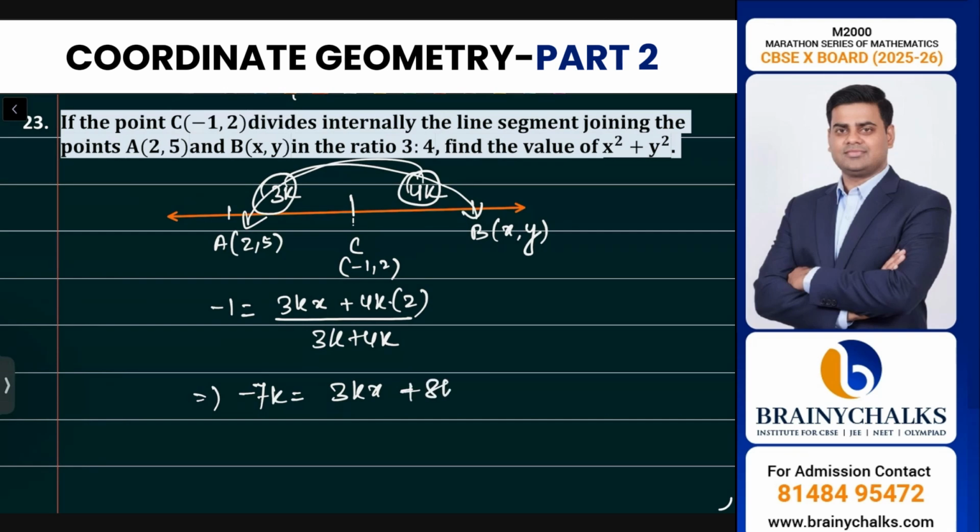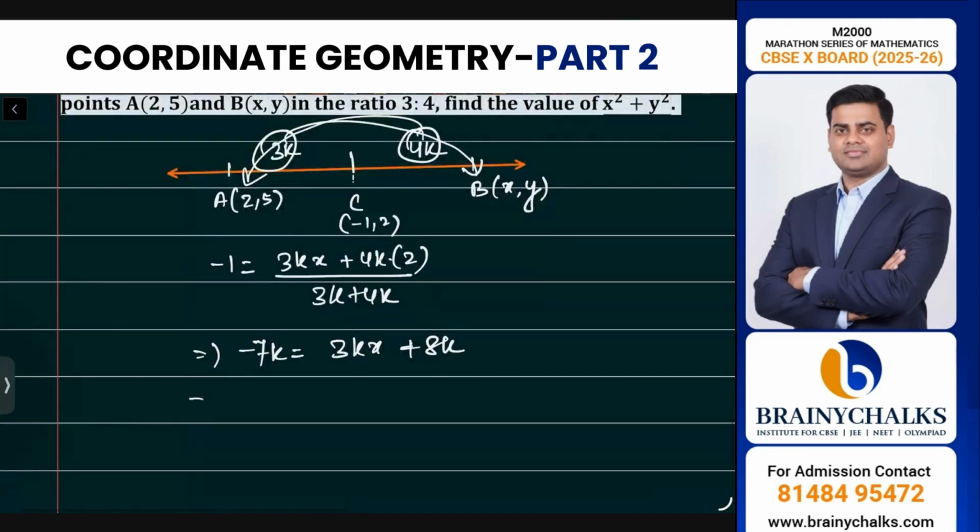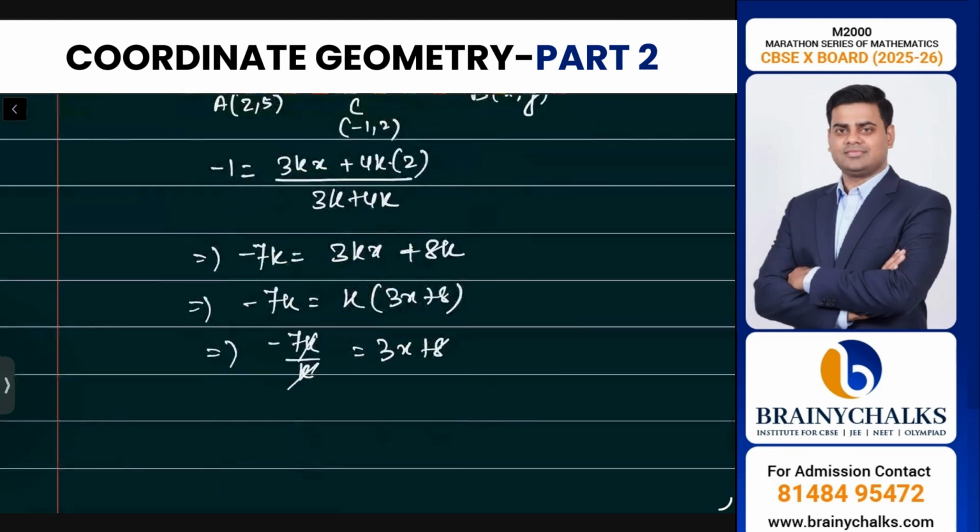Plus 8k. Taking k common, minus 7k equal to k common, 3x plus 8. So minus 7k by k equal to 3x plus 8. Cancelling k, 3x equal to minus 7 minus 8, that is minus 15. So x equal to minus 15 by 3, that is minus 5 is the answer. That is the value of x.